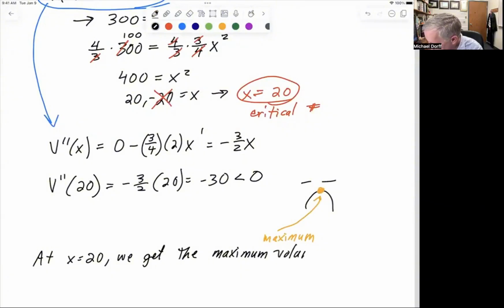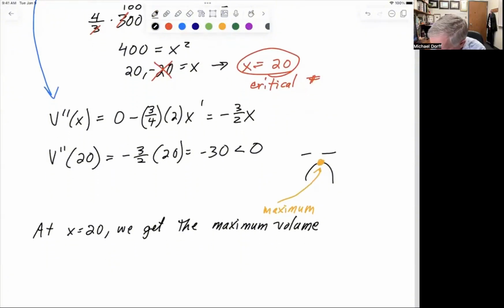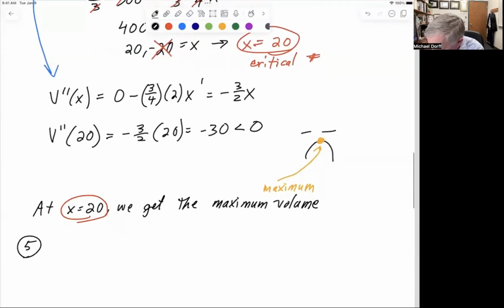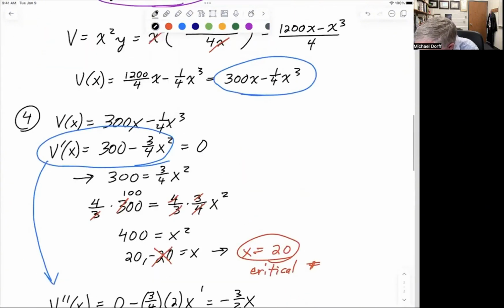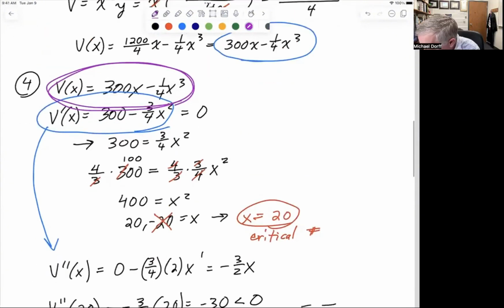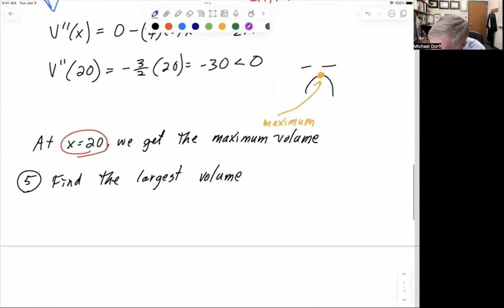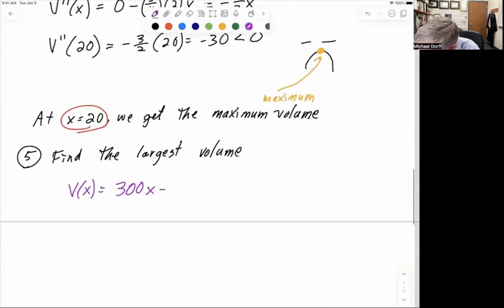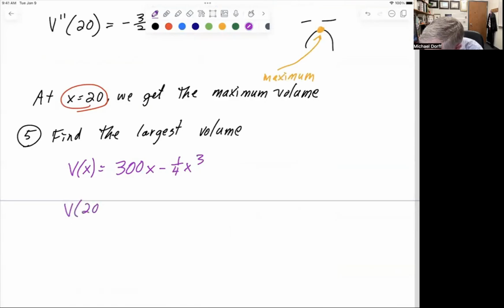Now the last step is to go back and answer the final question. The question again was to find the largest volume of the box. So we're supposed to find the largest volume. To do that, I will go back and remember that we wrote the volume as 300x minus 1/4 x cubed. So volume equals 300x minus 1/4 x cubed. Now I'm going to plug in 20 there for x, and I'm going to get 300 times 20 minus 1/4 times 20 cubed.